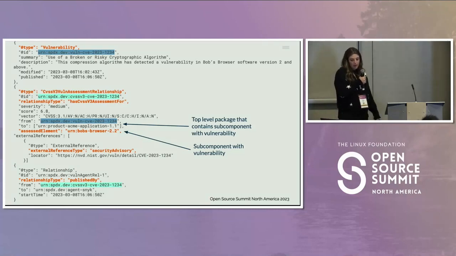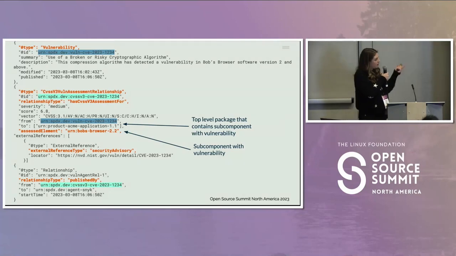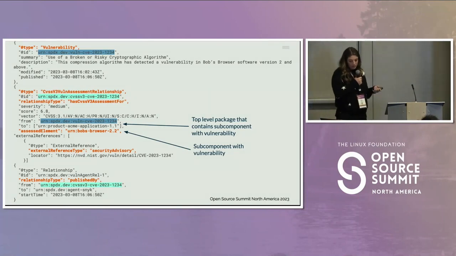And then I also included a way that you can show who published this severity score. So you would use a relationship for that with the published by relationship type from the security profile. So we're saying from this CVSS v3 CVE relationship, and then the actor is this agent Sneak. That's who assigned the severity of the vulnerability, and maybe it has a start time of when that severity was established.